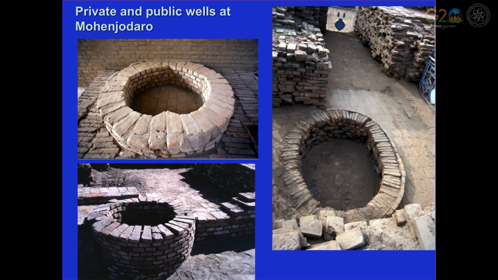Not all wells are round. Some of them have a leaf shape. This is from Mohenjo-Daro, and also from near the Great Bath at Mohenjo-Daro, which is an oval-shaped well. They also had wells that were located on the streets, which were for public use and access by the general public.